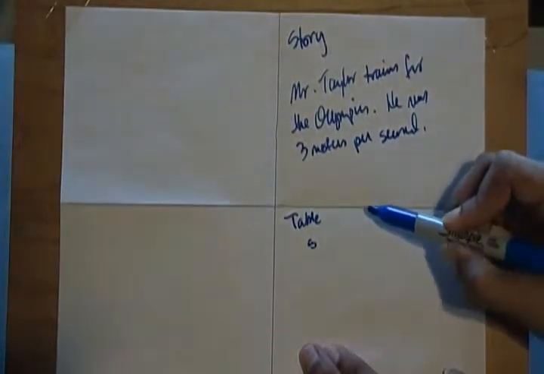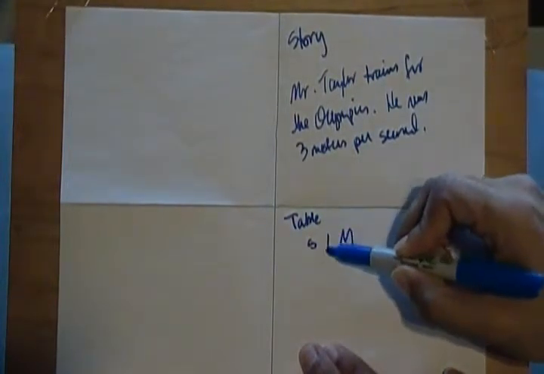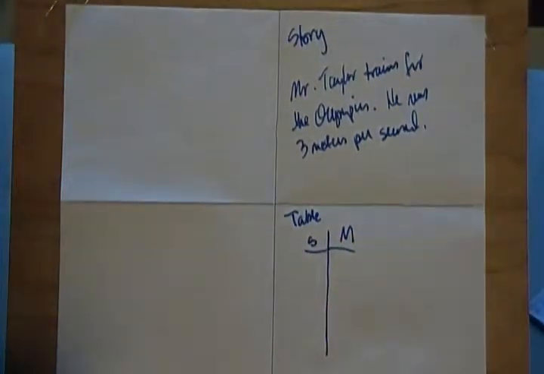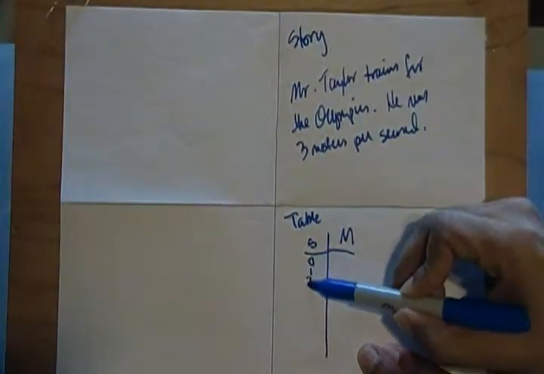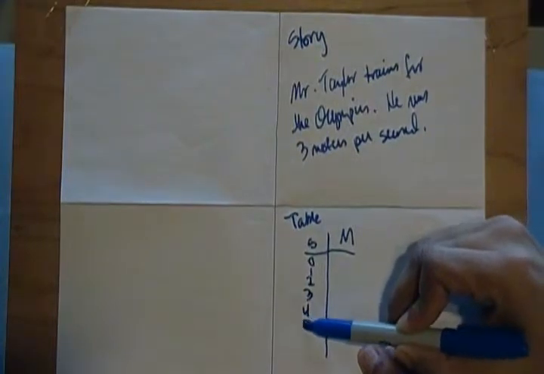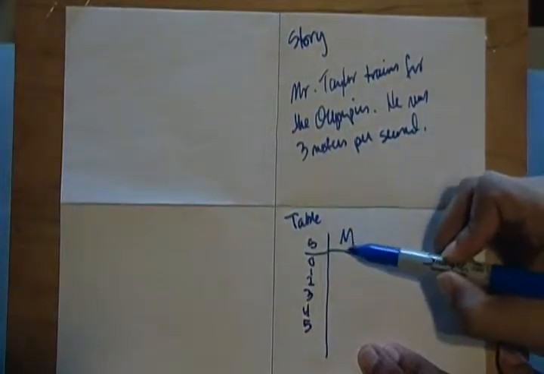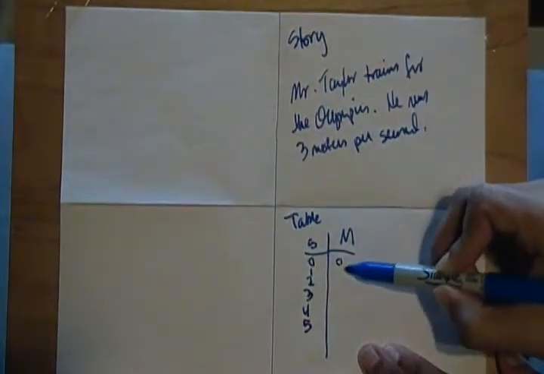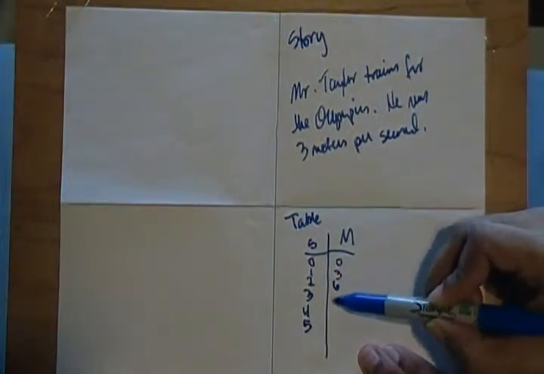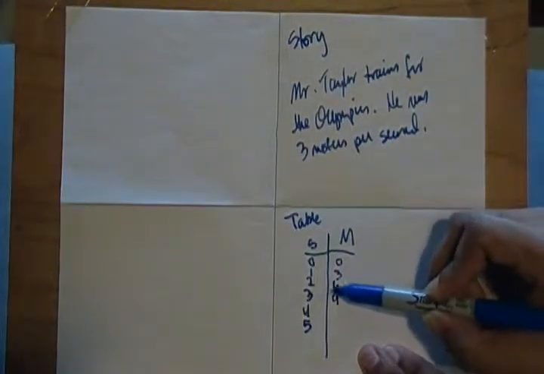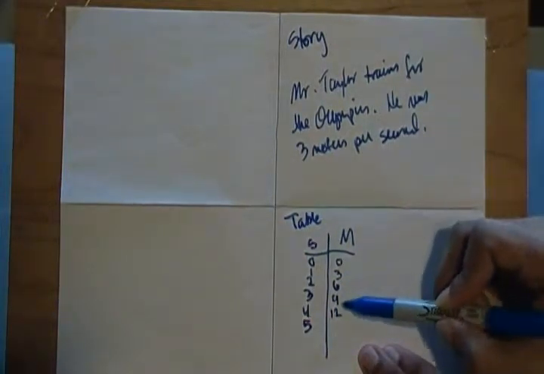If we remember that we're talking about seconds and meters, my table looks something like that. And if you remember in class, we have to go at least 5 seconds for our table. So 0, 1, 2, 3, 4, and 5. In 0 seconds, I haven't gone anywhere. In 1 second, I've gone 3 meters. In 2 seconds, 6 meters. In 3 seconds, 9 meters. In 4 seconds, 12 meters. And in 5 seconds, 15 meters.